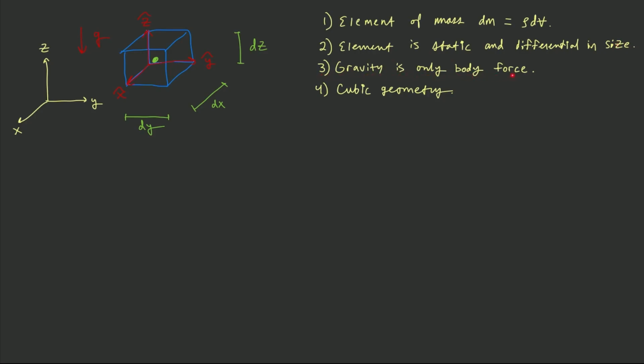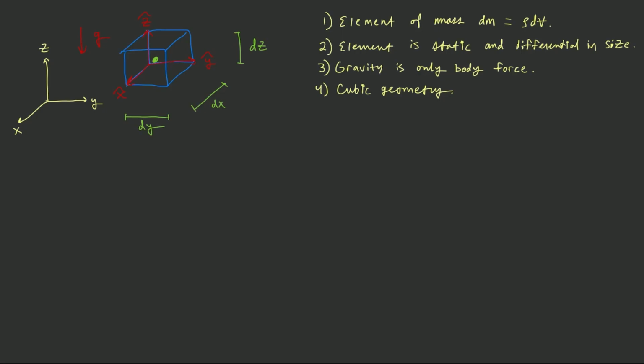We're going to assume that gravity is the only body force, so there's no magnetic field, there's no electric field, etc. And we're going to assume that our element is cubic in geometry. So if we look here to the left, we'll see that we have a global coordinate system, x, y, and z, and a local coordinate system that's attached to the cube that we're looking at, x hat, y hat, and z hat. You'll also see that gravity is vertically downwards, and our element is of thickness dy, dx, and dz.